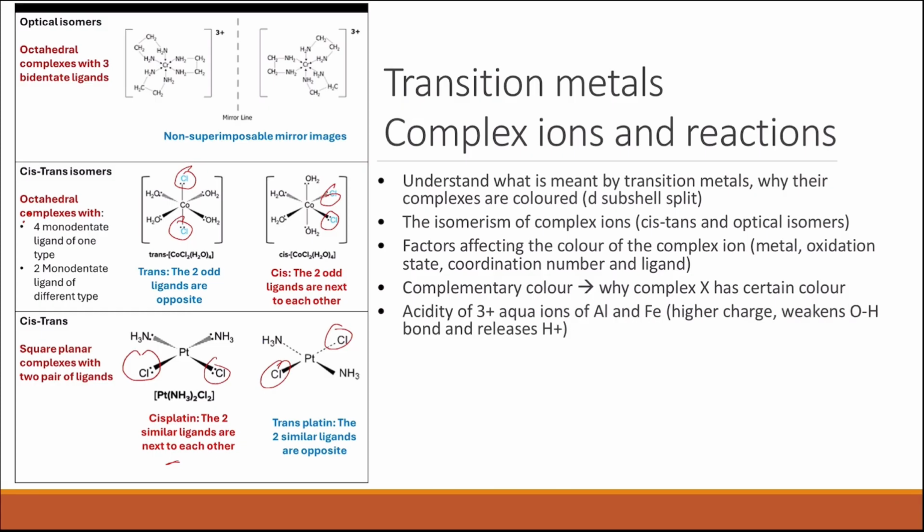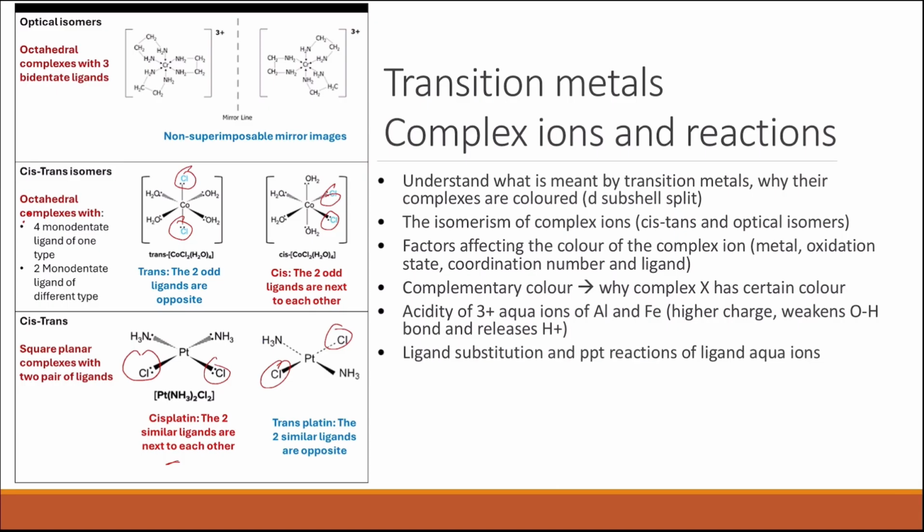The acidity of the 3 plus aqua ions of aluminium and iron. So remember that they have higher charge, and this higher charge will weaken the OH bond and will release more hydrogen ions into solution. So they tend to be more acidic than the 2 plus ions.